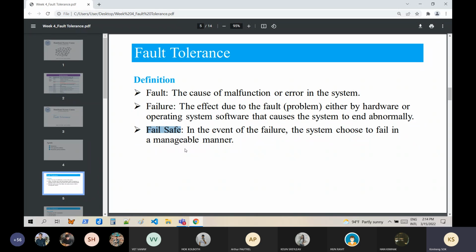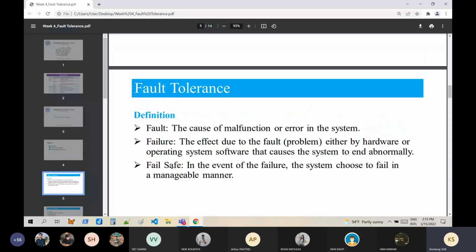Okay. So normally when we design a distributed system, if it fails, it must fail safe. So in the event of a failure, the system chooses to fail in a manageable manner. The system will not crash. That's why in programming, you can see there's a lot of try and catch. Try if there's some error happening. Catch is the solution. You need to provide some kind of solution, like writing a message, or suspending your service, but not crashing your application. So that is called fail safe.